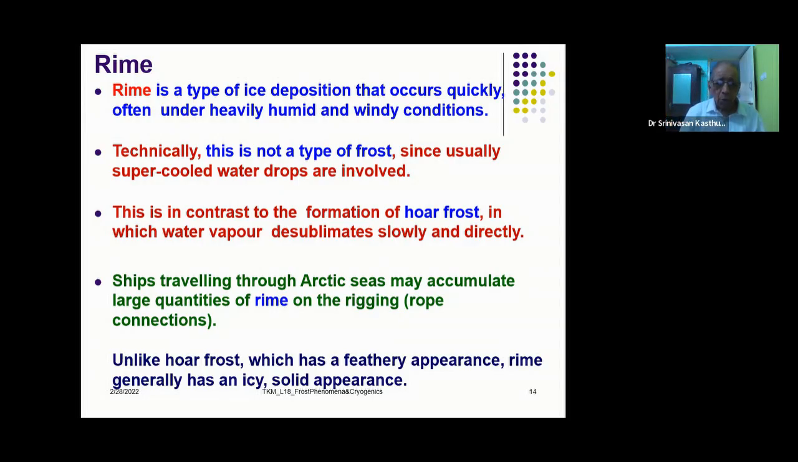Ships traveling through Arctic seas may accumulate large quantities of rime on the rigging, which are nothing but rope connections. So you see rime frost occurring on ships which are traveling through Arctic seas. Hoarfrost has a feathery appearance. Rime has an icy solid appearance. So you have a totally solid appearance for the rime.